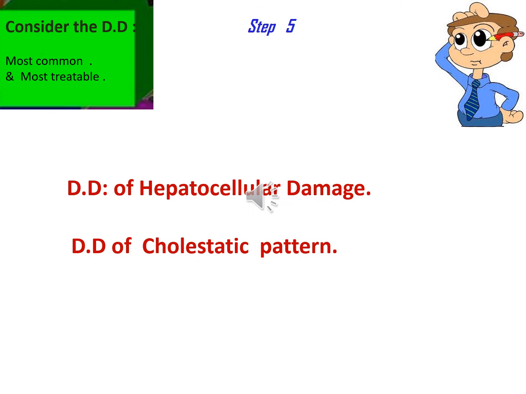And now to the fifth step, considering the differential diagnosis for each category. If we identify that we are dealing with hepatocellular damage, put the differential diagnosis. Or with cholestatic liver disease, go for the differential diagnosis. The main principle we know: diagnose the common and treat the curable. So the differential diagnosis should consider the more prevalent causes.